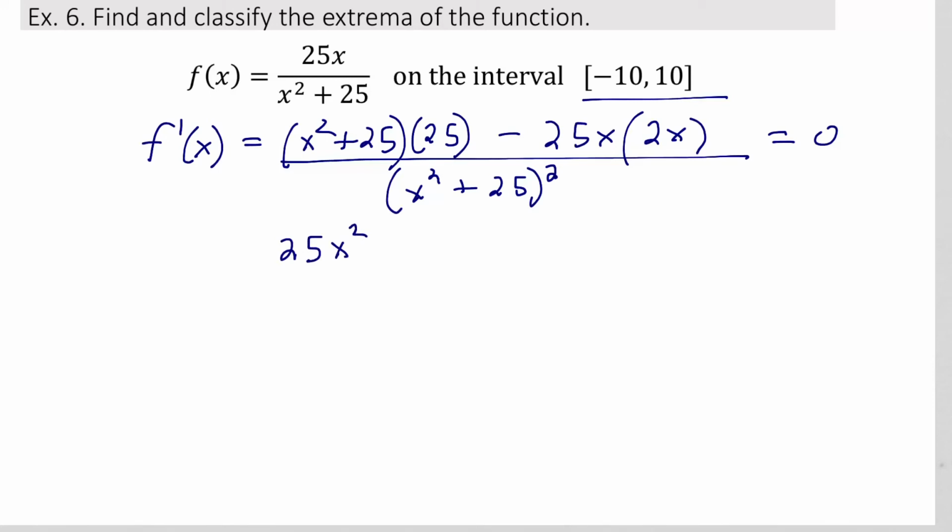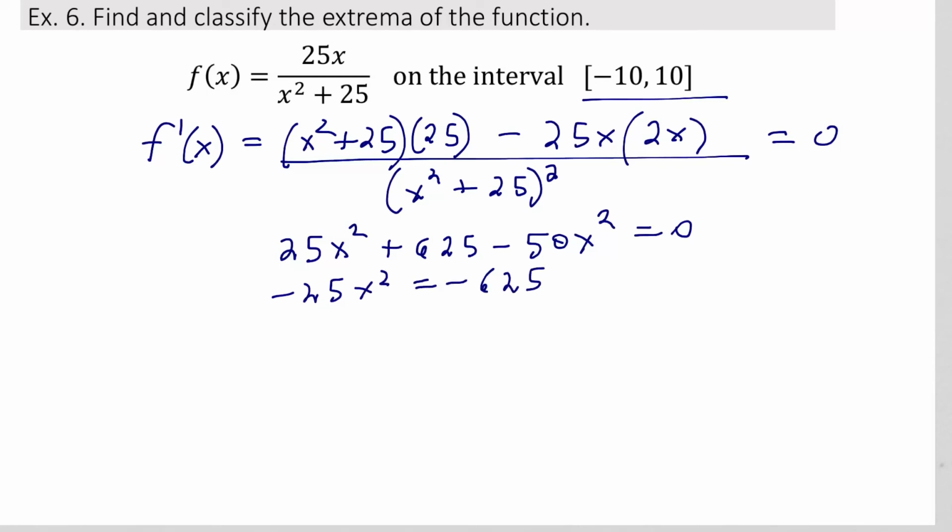Remember, the only way to get this rational function, which is what the first derivative is now, to equal 0 is to find out what x values cause the numerator to go to 0. So 50x squared minus 25x squared is equal to minus 625, which means x squared must be 25, which means x must be plus or minus 5. So these are my critical values.